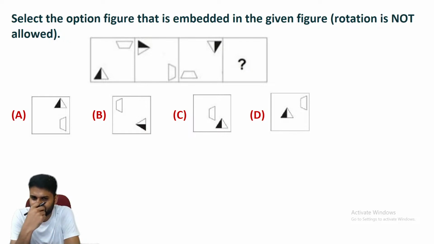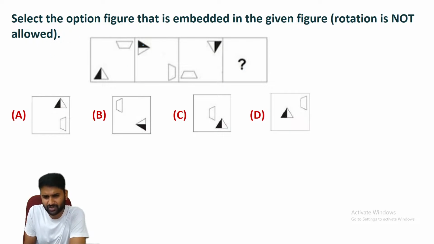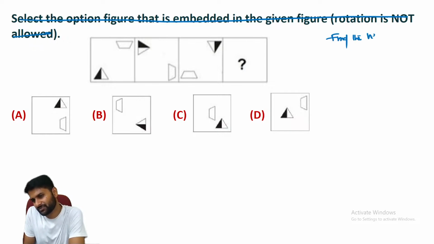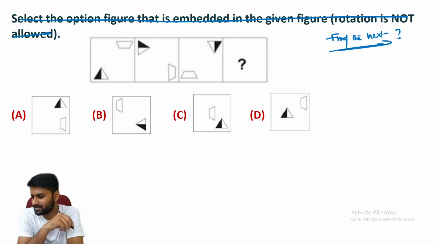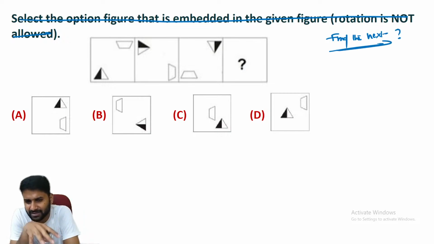Now check with this rotation. Now select the option figure that is embedded in the given figure. Rotation is not at all allowed. So which one is embedded for this figure? Sorry, this is not an embedded one. It's all about finding the next picture. Not an embedded one. Why? Because it is rotated in a certain way.